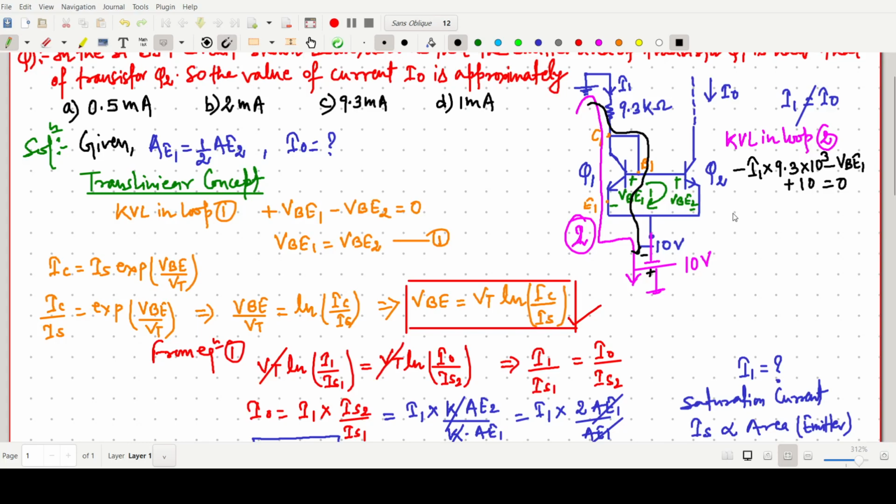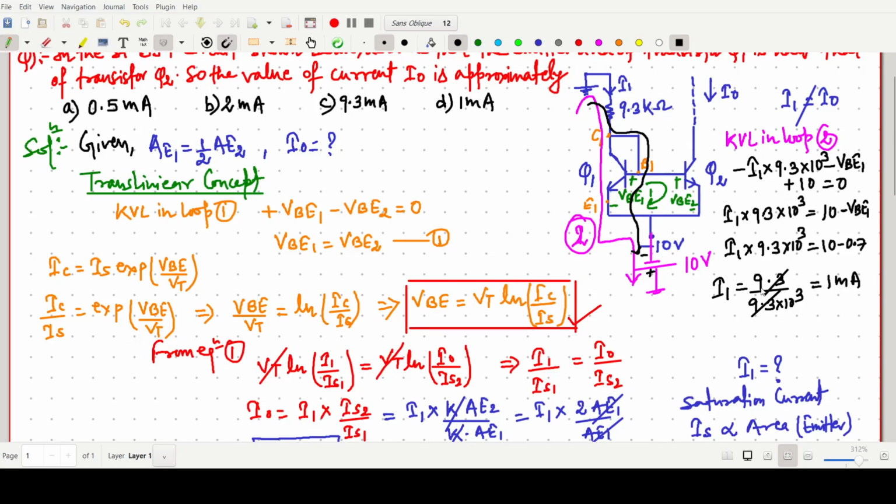So from here we can easily find the value of I1 as I1 into 9.3 into 10 to power 3, keeping it on the left-hand side, and it equals 10 minus VBE1. So one can write I1 into 9.3 into 10 to power 3 equals 10 minus 0.7. So this I1 is nothing but simply 9.3 by 9.3 into 10 to power 3, so it is nothing but simply our 1 milliampere.